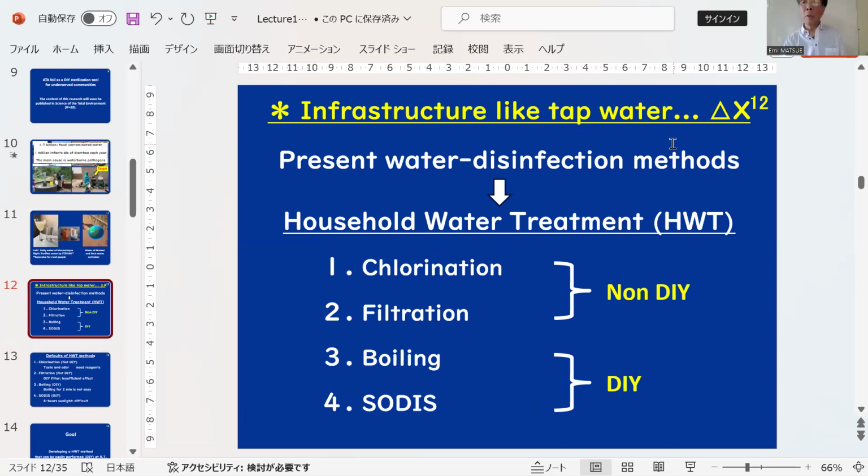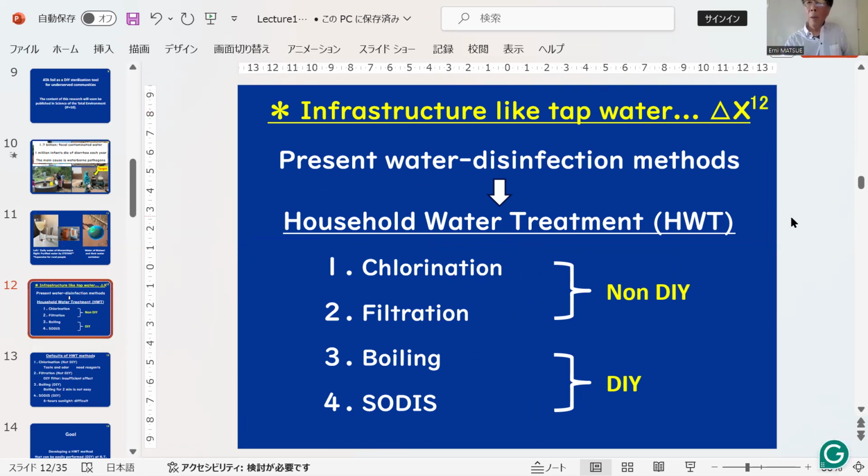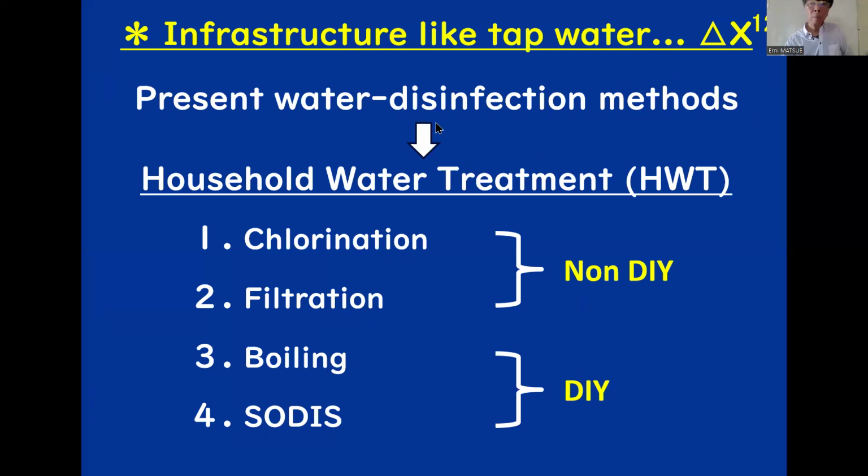Infrastructure like tap water is maybe not constructed in 10 years, or 30 years. Then they use HWT methods, household water treatment methods, like chlorination, filtration, boiling.